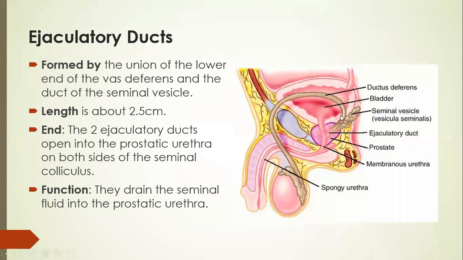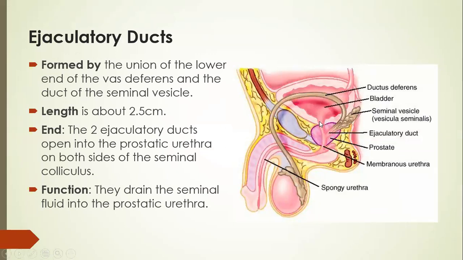Now the vas deferens and the seminal vesicles will join together to form a duct called the ejaculatory duct, formed by the union of the lower end of the vas deferens, as well as the duct of the seminal vesicle. When they join together, it is called the ejaculatory duct. It is very short, about 2.5 centimeters long. The two ejaculatory ducts, the right and the left, open into the prostatic urethra.